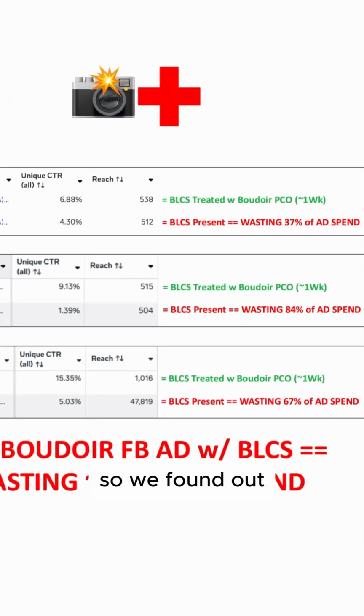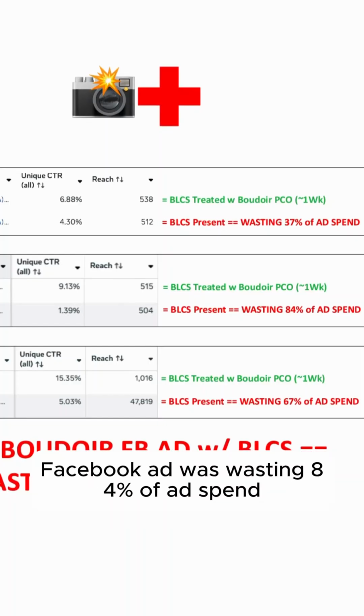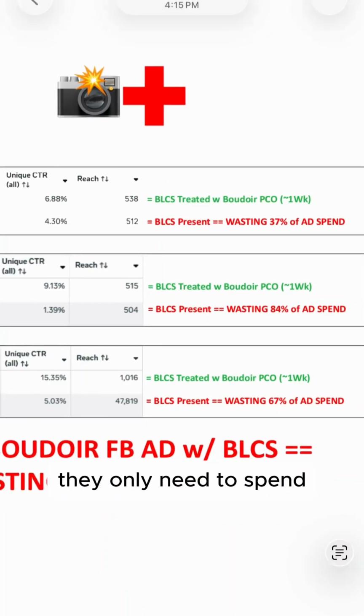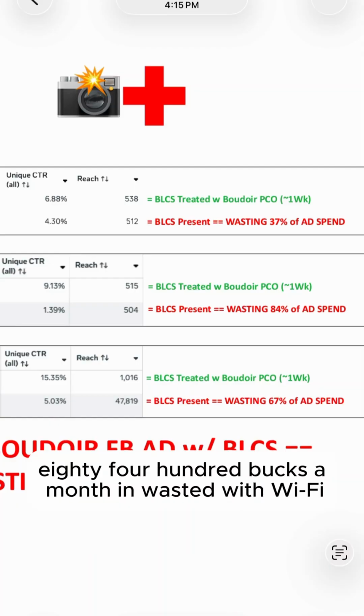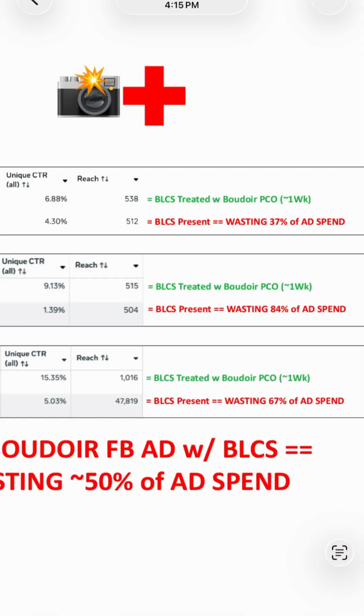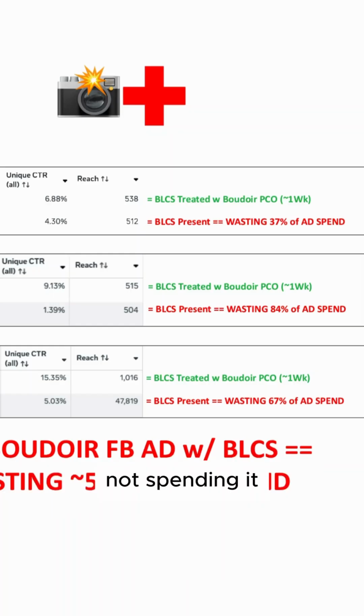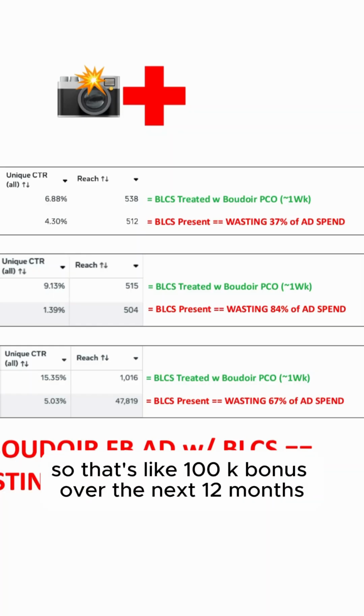So we found out the original Boudoir Facebook ad was wasting 84% of ad spend. So if they're spending 10 grand a month on that original Boudoir Facebook ad, now they only need to spend $1,600 a month on the Boudoir Pico treated Facebook ad, and they get their ad into the same number of women's brains in both scenarios. So they eliminate $8,400 a month in wasted Boudoir Facebook ad spend, and they actually pocket that $8,400 a month by simply not spending it. So it's like a $100K bonus over the next 12 months.